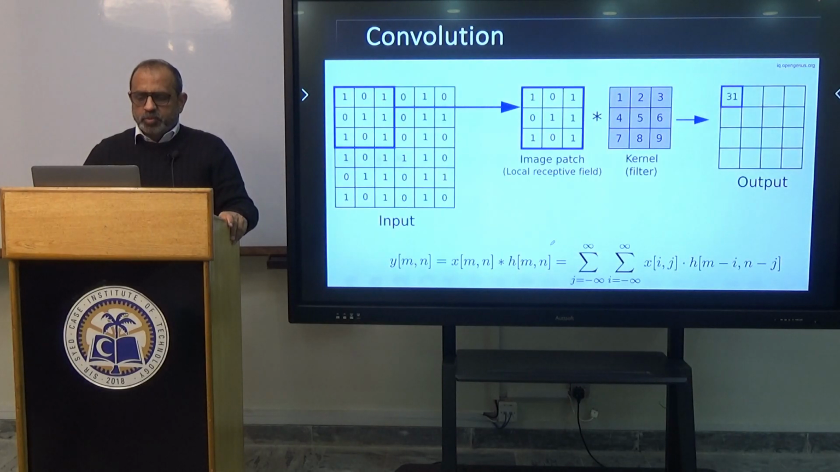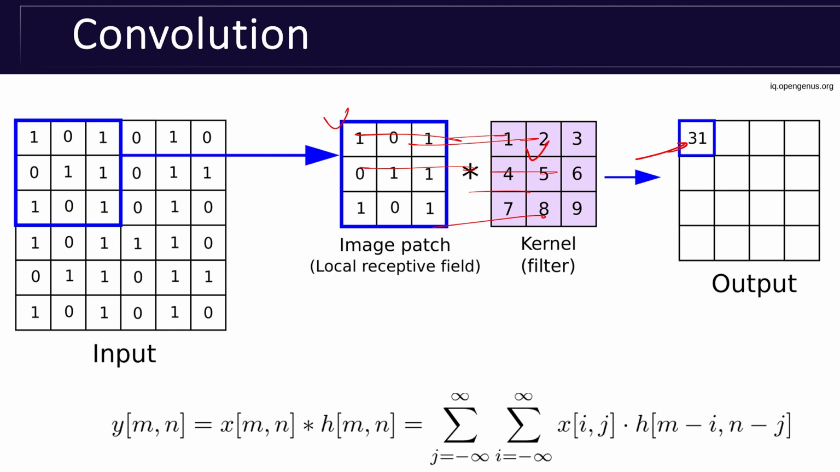Okay, so here is yet another. So this is the kernel filter. This is part of the image. Multiply every pixel, 1 with 1, 0 with 2, 3 with 1, 0 with 4, and so on. So every pixel, add them up together, write it here. So this will generate a new image.